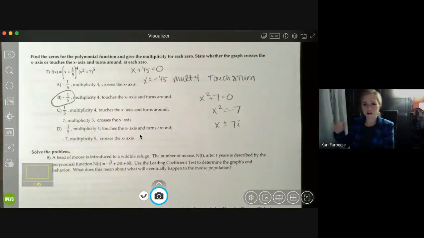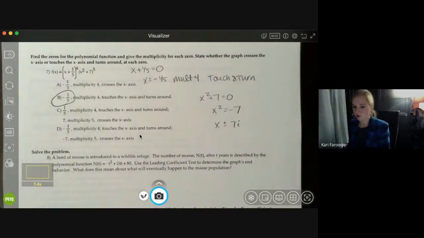Sometimes I'm talking and writing and thinking about what I'm going to do next, and things get a little scrambled. Any questions on number 7?